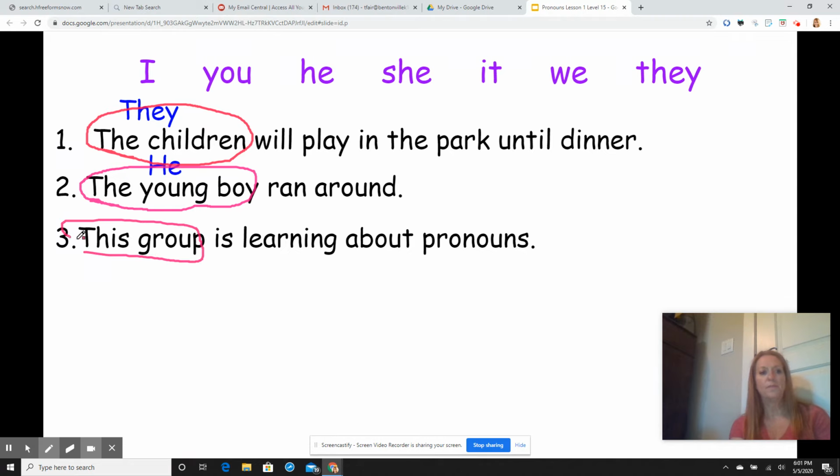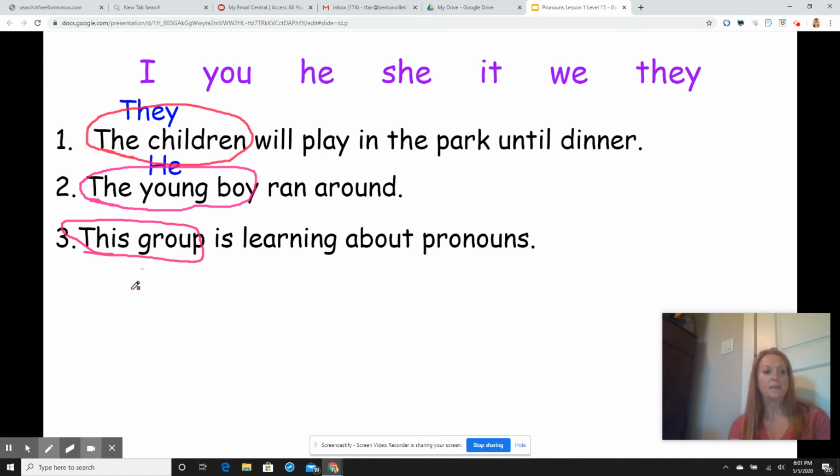This group. And we're going to try to figure out which one of these can we put in place of this group. You think we'd use he or she? When you're talking about a group, you're talking about more than one person. It's a collective noun because a group means more. It's one, but it's a bunch of people in a group there.